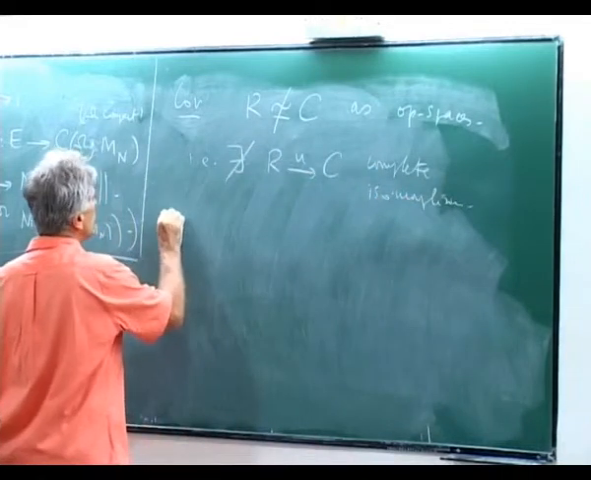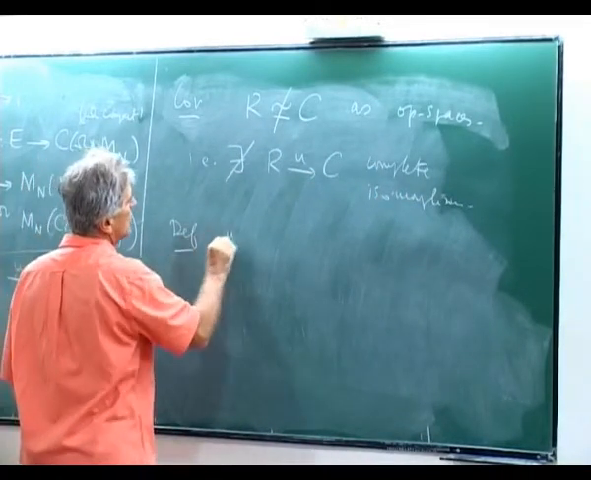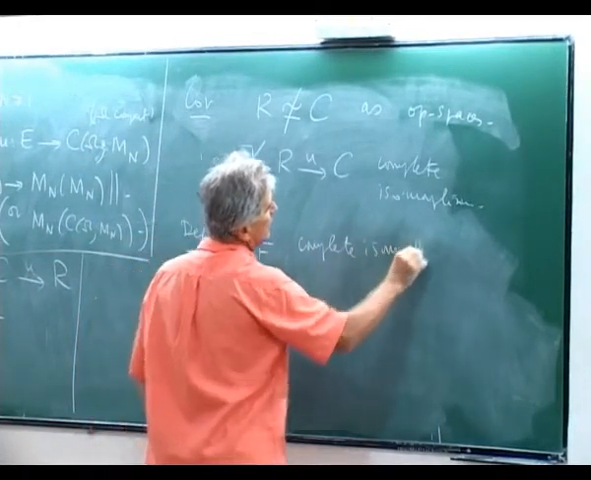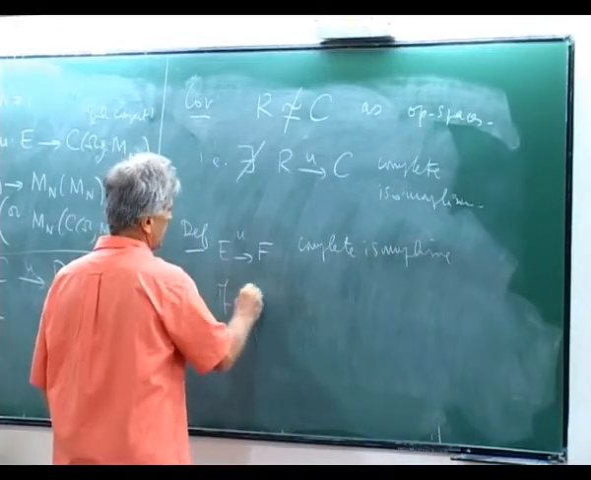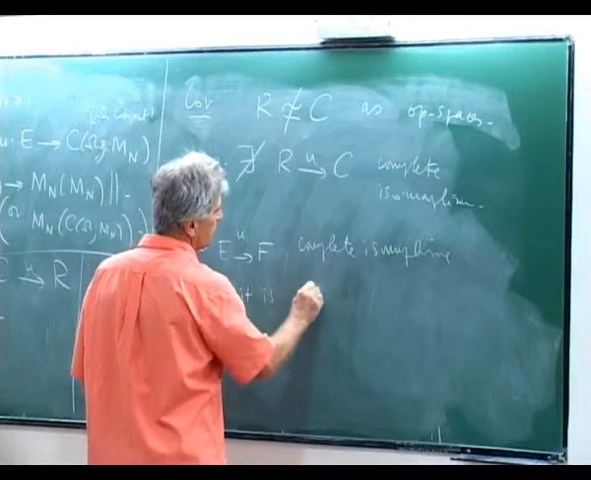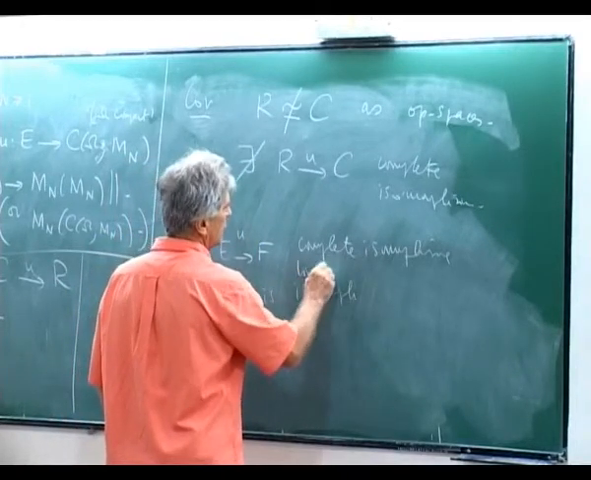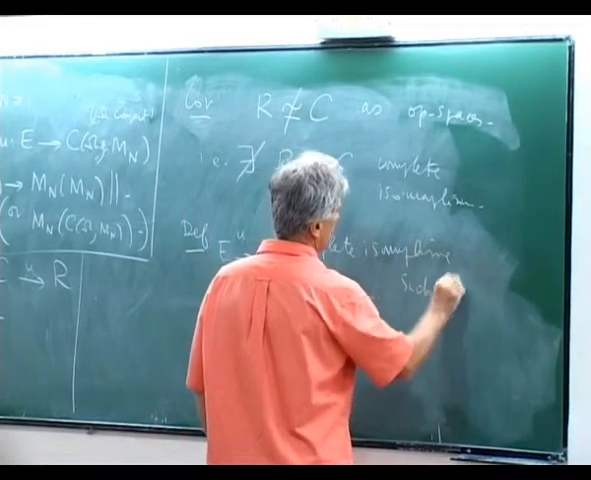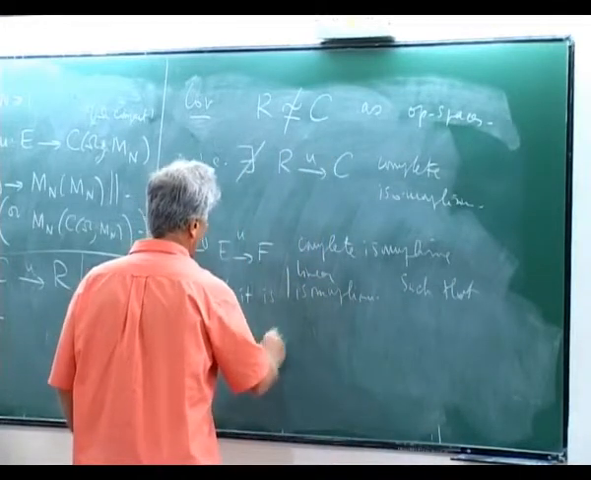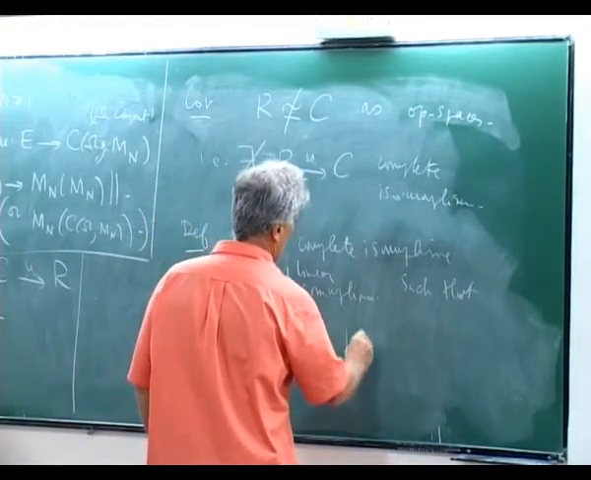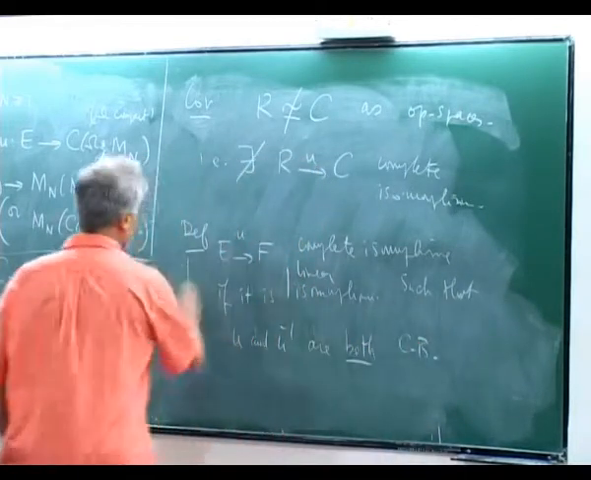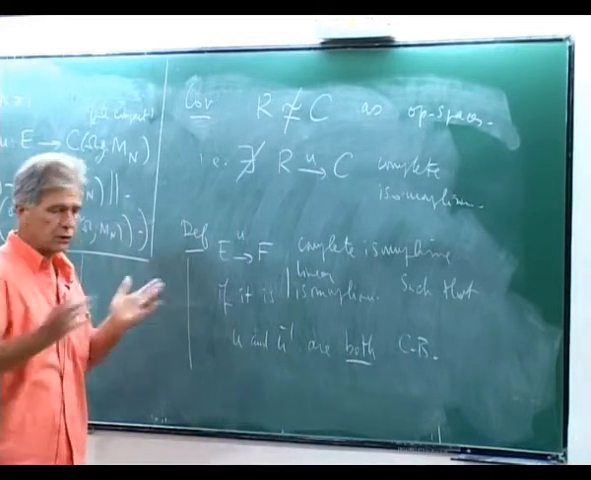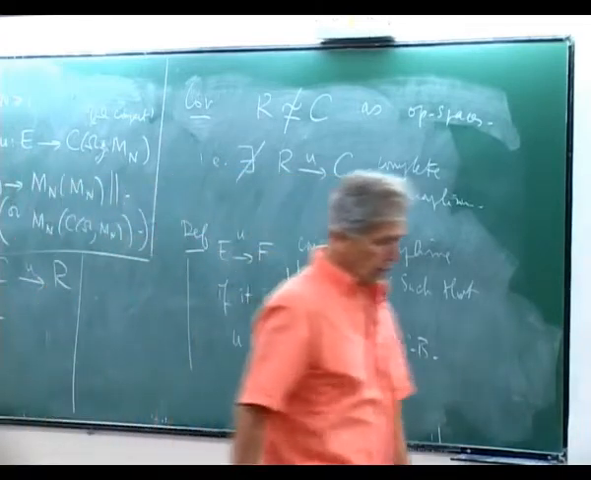And complete isomorphism, by definition: U from E to F is a complete isomorphism if it is a linear isomorphism which is CB as well as its inverse, such that U and U minus 1 are both CB. So this is just the analog of the notion of isomorphism for operator spaces. It's quite easy to swallow, I think.